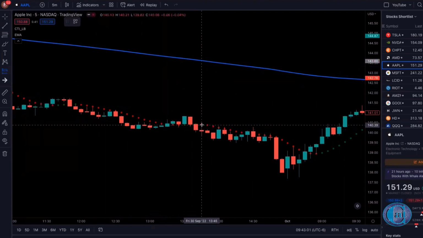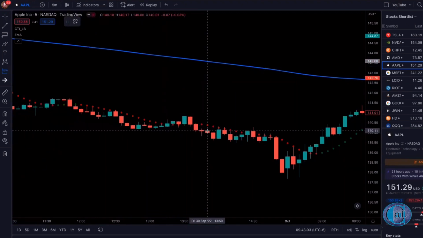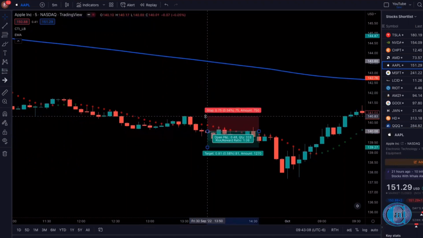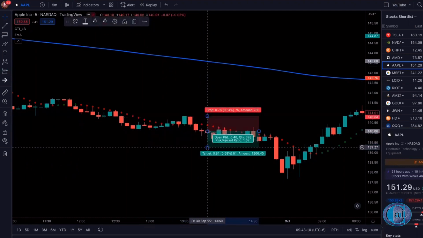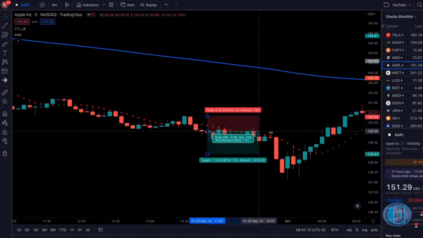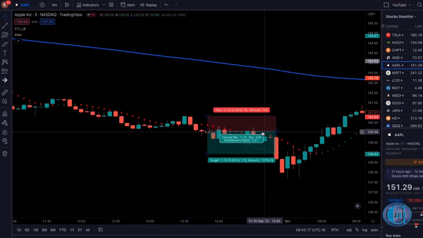So again, trigger candle right here for the second trade. You get in right there. Recent swing high would be your stop loss. 1 to 1.5. And there you go, right?